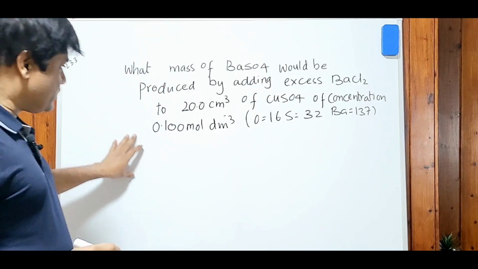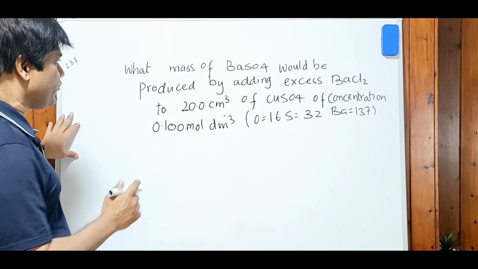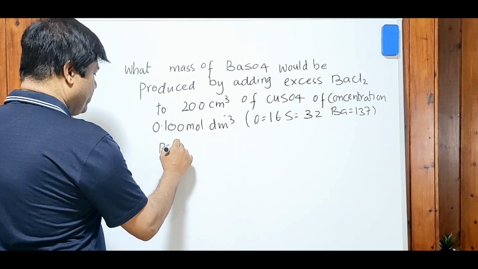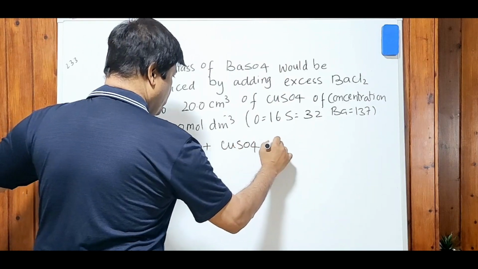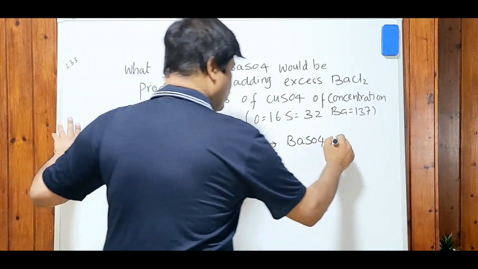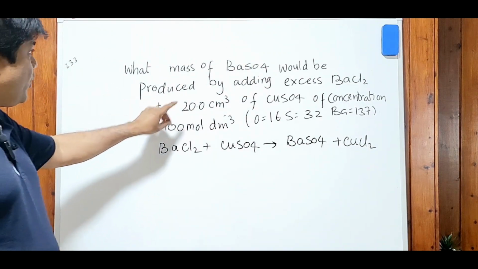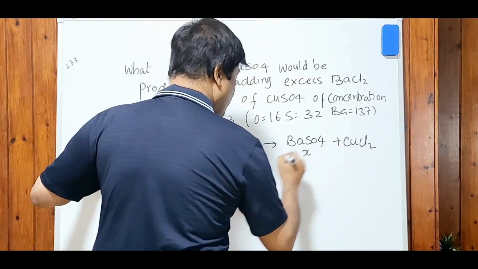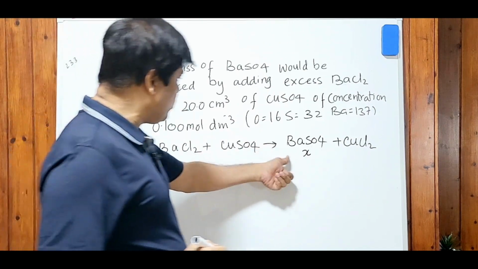Okay, whenever I just told you this type of question is given, we have to write its balanced chemical equation. So barium chloride reacts with copper sulfate to form barium sulfate plus copper chloride. We don't need copper chloride, CuCl2. Is that okay? So what mass of barium sulfate would be formed? So we have to work out the mass of barium sulfate. Look at the molar ratio: 1 mole, 1 mole, 1 mole, 1 mole.